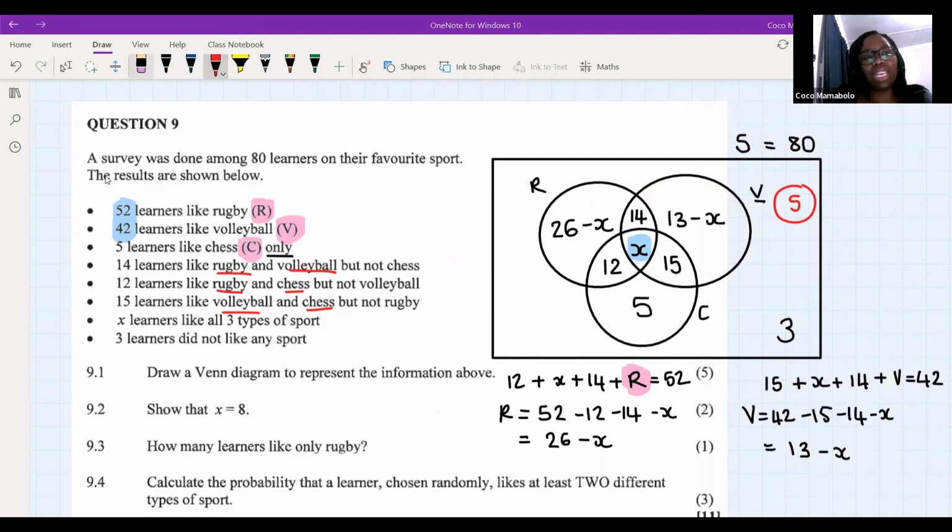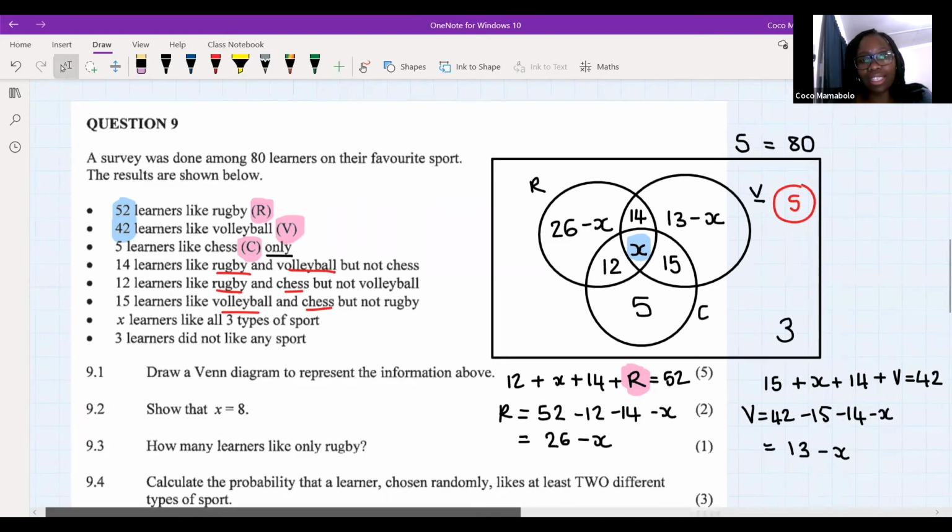Does anybody have any idea? How could we possibly make sure that X is equal to 8? How can we find out what X is? Anybody have an idea? Yes, Valerie, we would solve for X, but how would we solve for X? Okay. I'm seeing Nick saying 80 minus. Okay, can we have a bit more elaboration on what you mean by 80 minus?